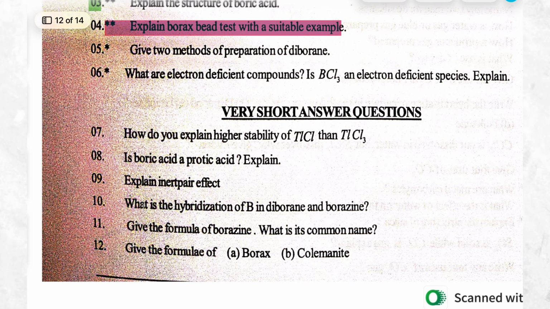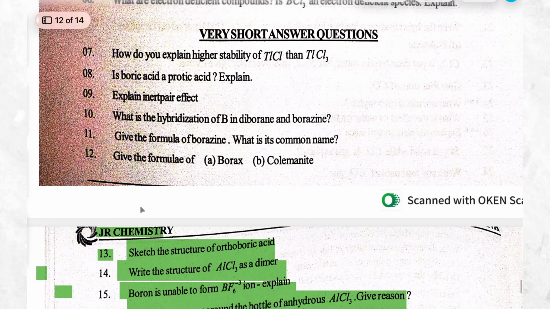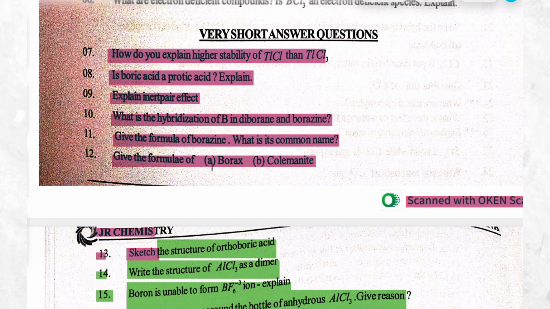Here also, all VSQs are important. See, the first one is important. How do you explain the higher stability of titanium chloride than titanium trichloride due to the inert pair effect? Clear? Boric acid is a protonic acid, explain. The inert pair effect is already the third one, the 19th and the third one only.